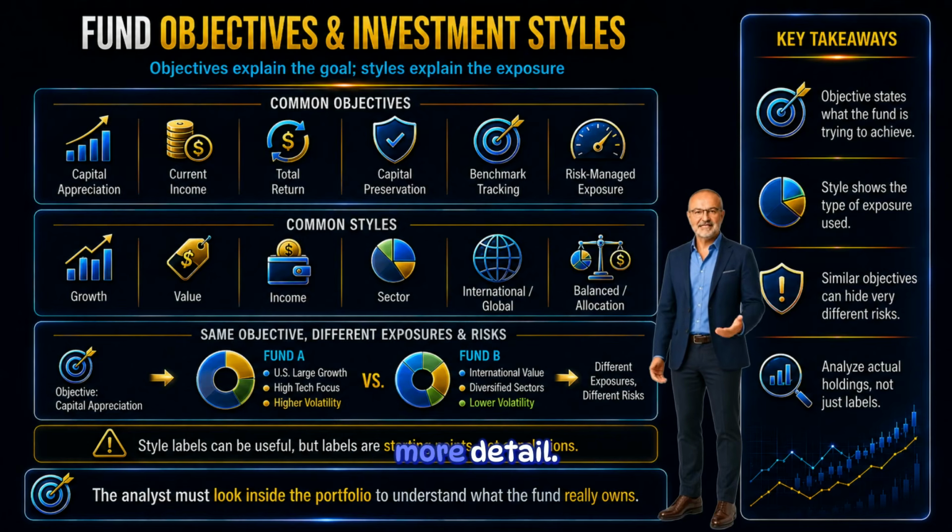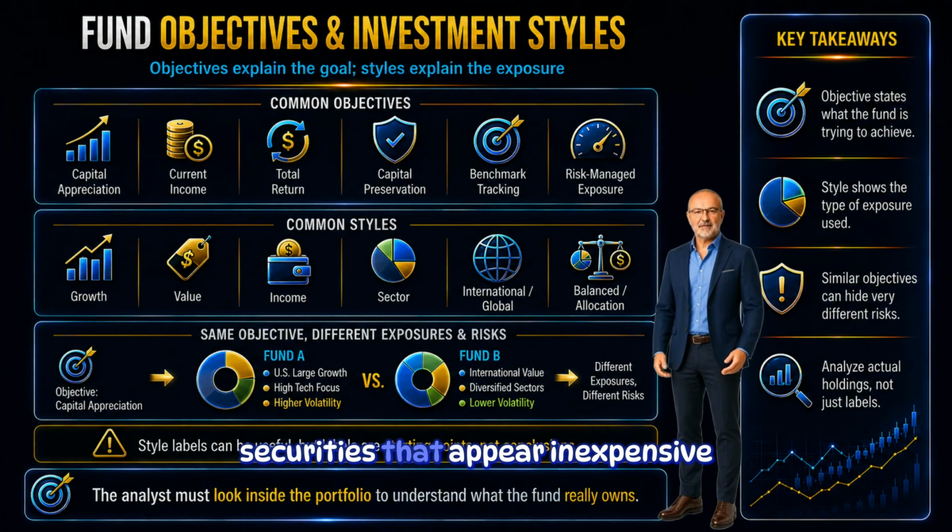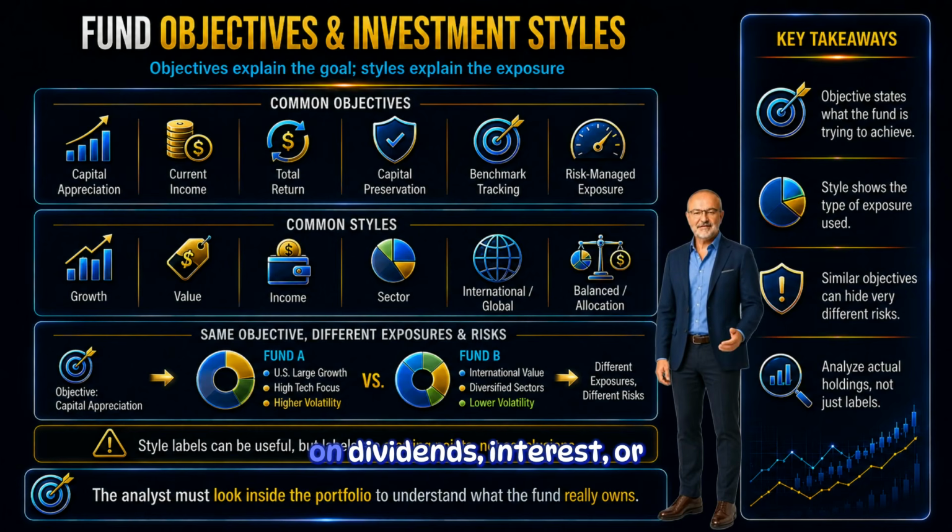Investment styles give us more detail. A growth fund emphasizes companies expected to grow earnings, revenue, or cash flows faster than the market. A value fund emphasizes securities that appear inexpensive relative to fundamentals. An income fund focuses on dividends, interest, or other distributions. A sector fund concentrates in a specific industry or economic area. An international or global fund provides exposure outside the investor's home market or across both domestic and international markets. A balanced or allocation fund holds a mix of asset classes.